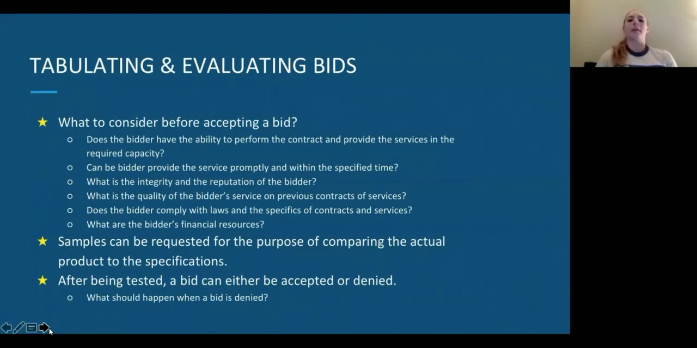So after you place bids and you receive bids back, you need to tabulate and evaluate them. Before accepting a bid, you need to consider: Does the bidder have the ability to perform the contract and provide the services in their required capacity? Can the bidder provide the service promptly and within the specified time? What is the integrity and the reputation of the bidder? What is the quality of the bidder's service on previous contracts of services? Does the bidder comply with laws and the specifics of contracts and services? What are the bidder's financial resources?